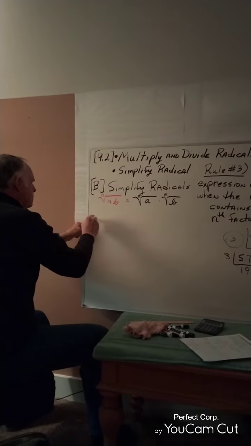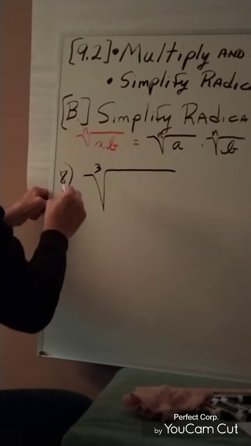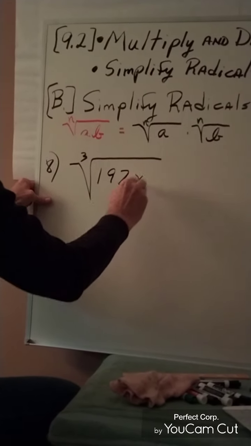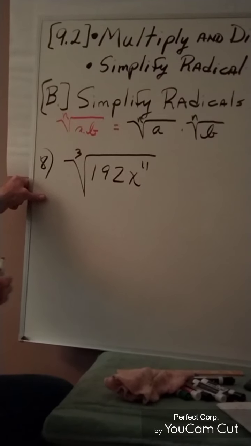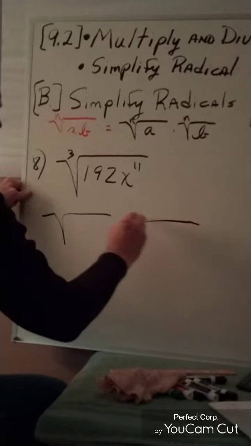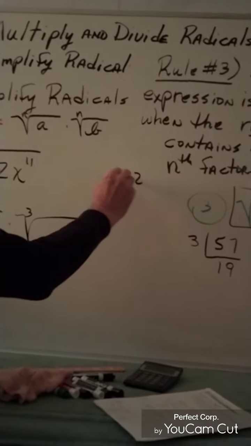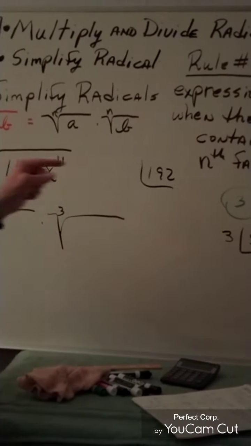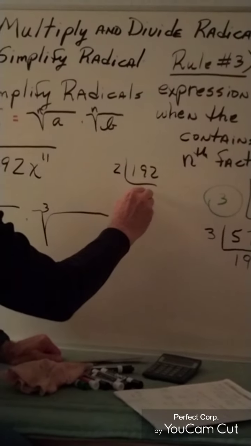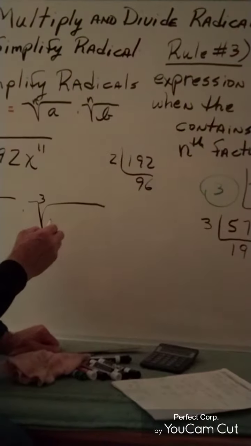Let's go to number 8. The cubed root of 192 x to the 11th. Get it ready. Put the index. Let's get 192 there. It's even. Divide by 2, and I believe that will give us 96.